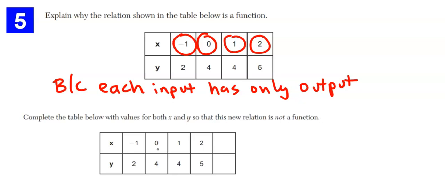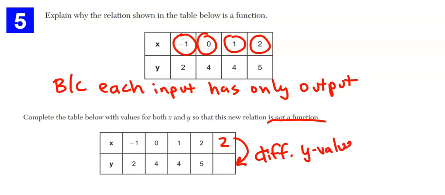When they ask you why this one down here cannot be a function, then we would need an input that has two different outputs. So I can put any number I want in this spot as long as it's one of these numbers. I need to repeat that x value. So I'm going to choose to repeat the number 2. Now down here, I have to have a different y value. So I can pick any number I want, but I can't pick 5. It has to be different than 5. So I'm going to pick 6.